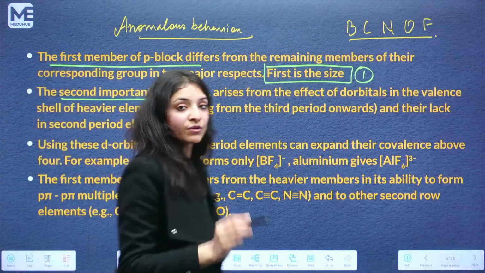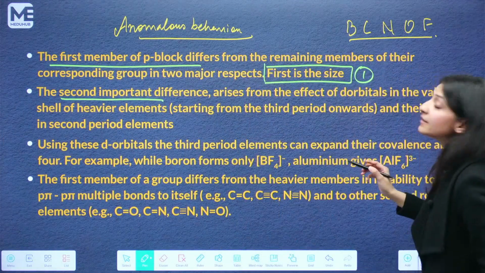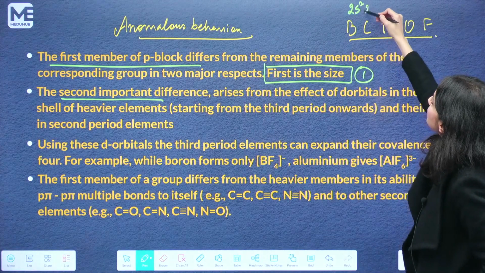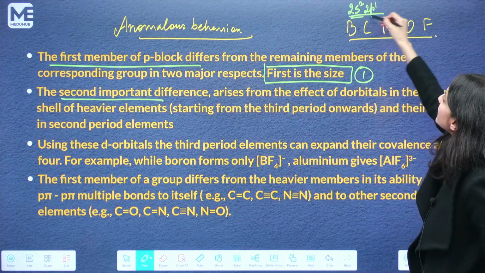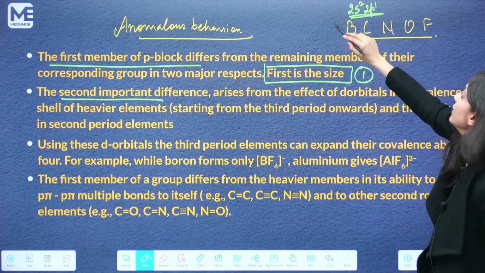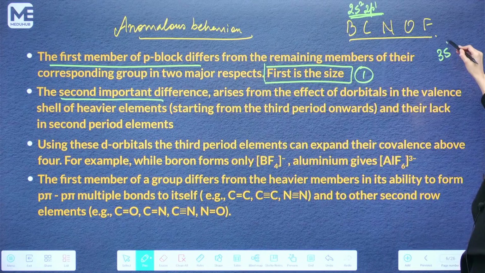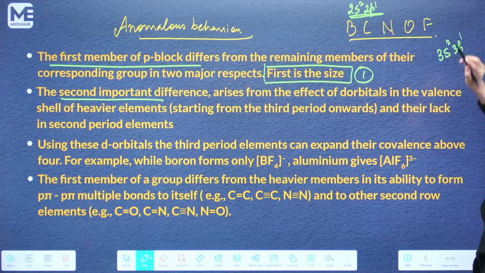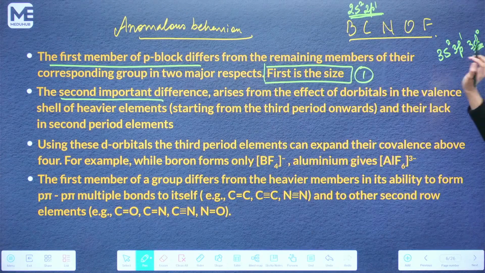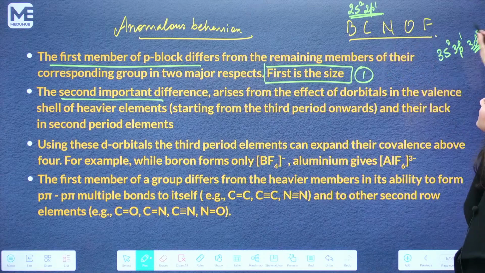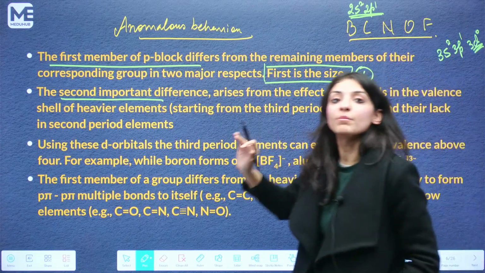So you will notice when we talk about group 13 that the first member contains 2s2, 2p1. So it only contains the n equals 2 shell. But if you move down to aluminium, it will have 3s2, 3p1. This means that it has empty 3d orbitals. But in the case of boron and other lighter elements, empty d orbitals are not present.